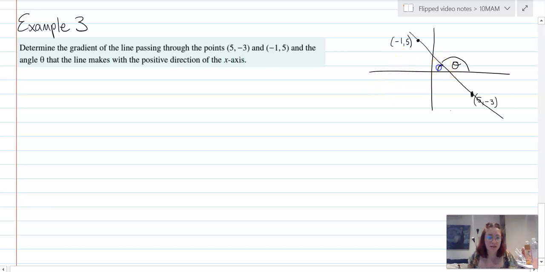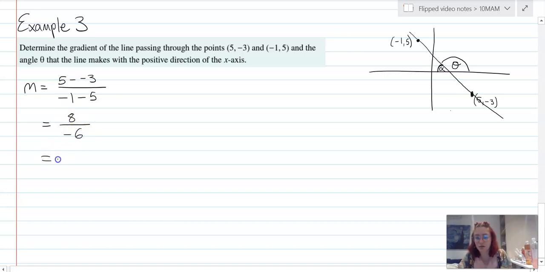So we're actually going to find this angle in here, which let's call it alpha. And to find theta, our unknown, we're just going to do 180 degrees minus the angle that we find. So start the same way, our gradient is going to be 5 minus negative 3 over negative 1 minus 5. That's going to give us 8 over negative 6, which we can simplify to negative 4 on 3. So we know that's our gradient. So now tan of theta is going to equal negative 4 on 3, our gradient.